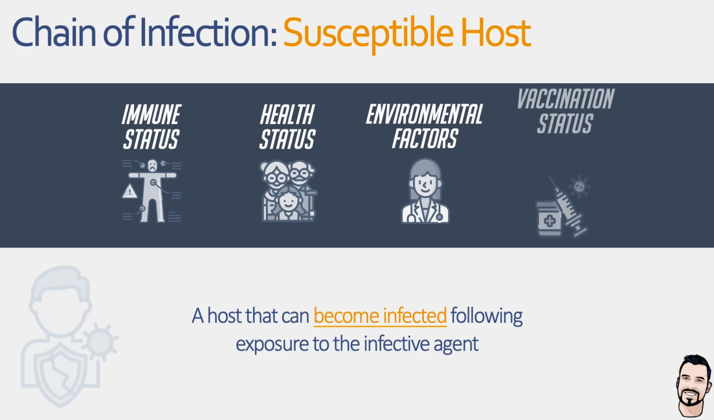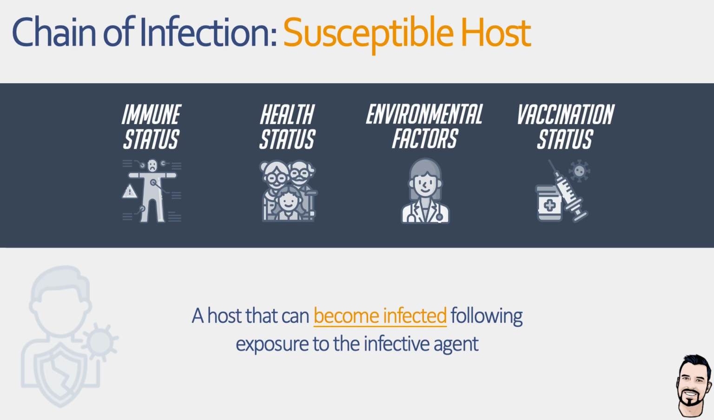And finally, we have vaccination status, which is a critical determinant of host susceptibility. Vaccinated individuals are often protected from infection entirely or may experience mild disease if infected. And at a population level, high vaccination coverage reduces the number of susceptible hosts, limiting transmission and helping to protect vulnerable individuals through herd immunity. And so together, these factors determine whether an infectious agent can successfully establish infection in a new host.